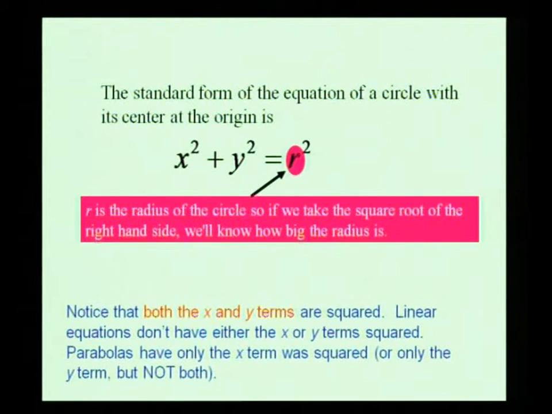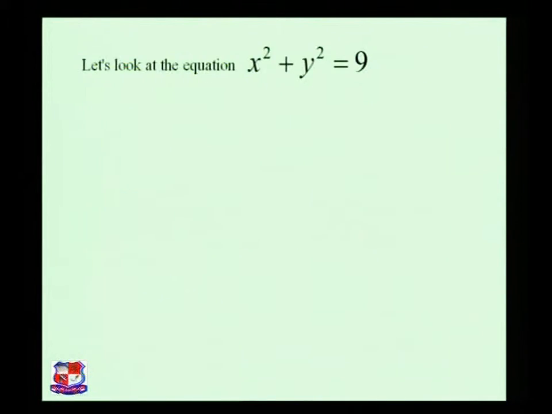Notice that both the x and y terms are squared in the standard equation. The linear equation does not have either the x or y term squared. So remember this one, that in the linear equation there is no square of x or y. In parabolas we have only the x term squared or the y term squared, but not both. In circles, x and y both are squared. So this is the difference between the linear equation, the circle equation, and the parabola equation, right? So this is the standard equation.